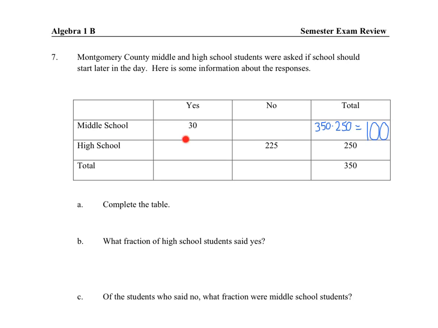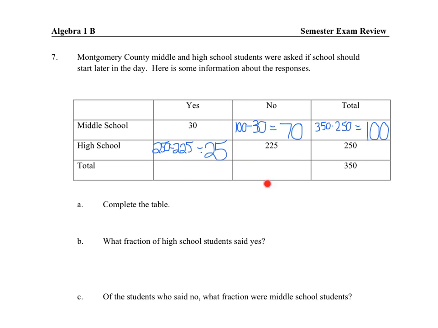Next, I'm going to work with the row of middle schoolers. Out of 100 middle schoolers, 30 said yes. So 100 minus 30 said no, which is 70. Next, I can work with the row of high schoolers. There were 250 high schoolers total. 225 of them said no, and when I subtract that, I get 25 that said yes.